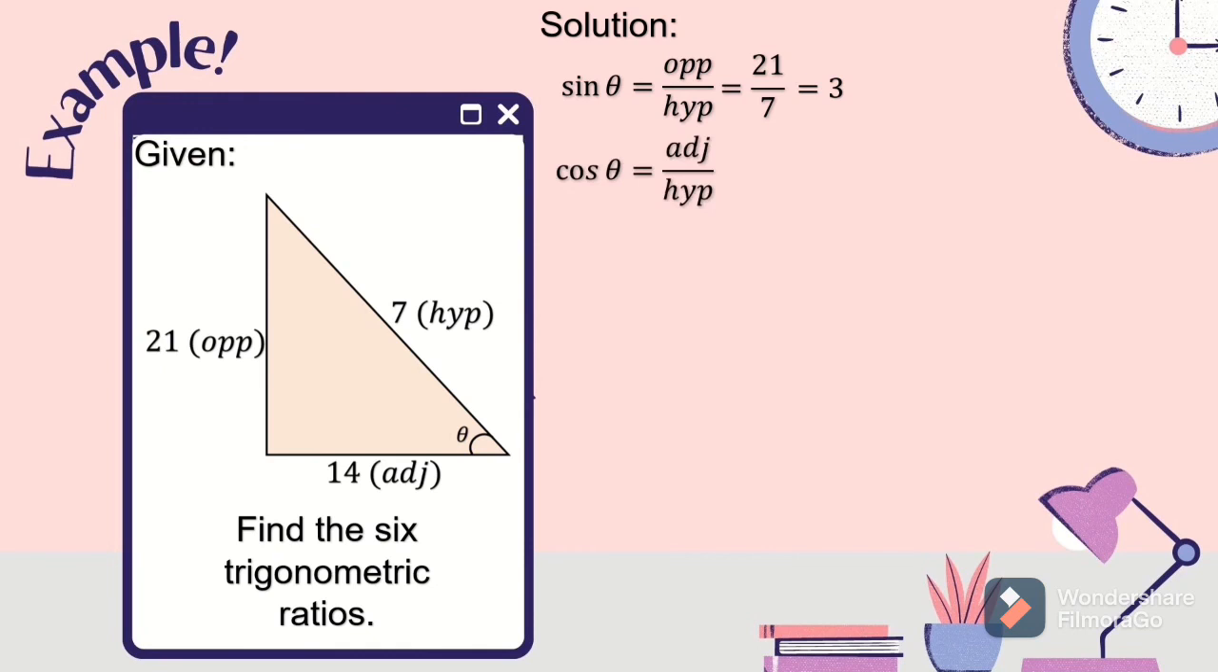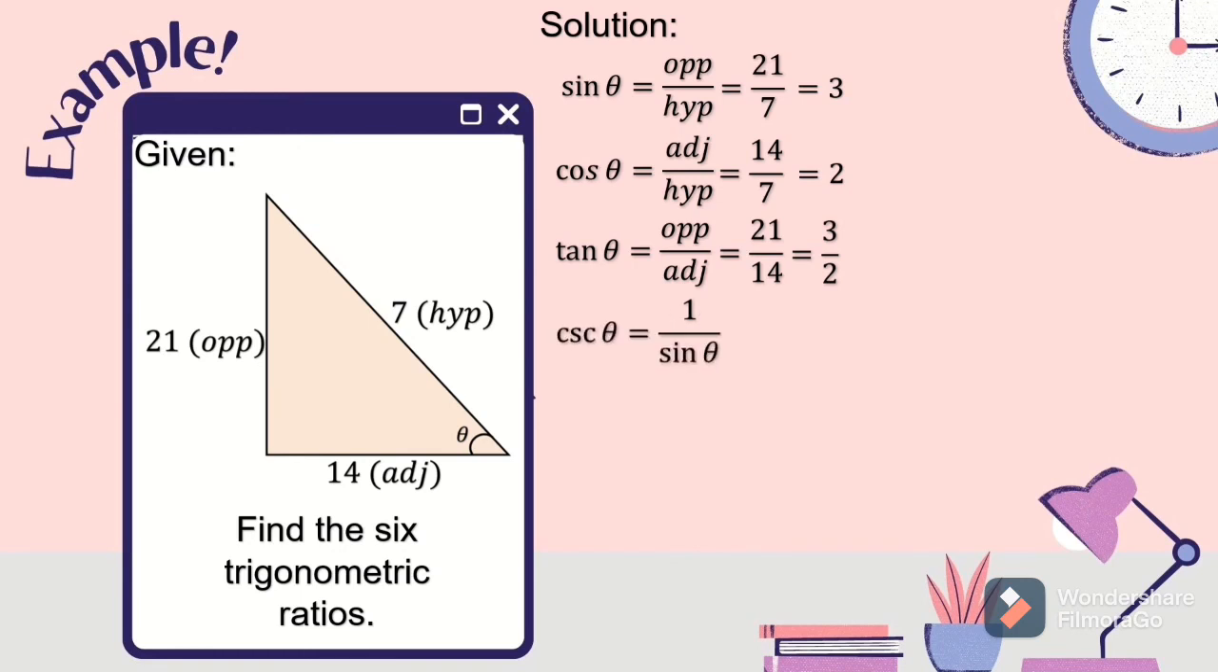Next is cosine theta, which is adjacent over hypotenuse. Substitute, will get 14 over 7. 14 divided by 7 will get 2. Next is tangent theta, opposite over adjacent. We'll get 21 over 14. Simplifying this one, we'll get 3 halves since they are both divisible by 7.